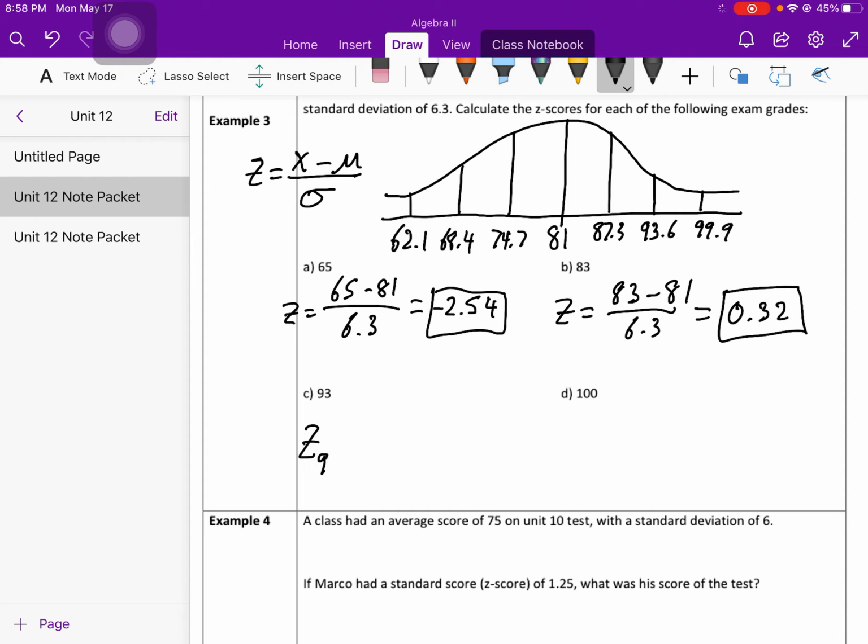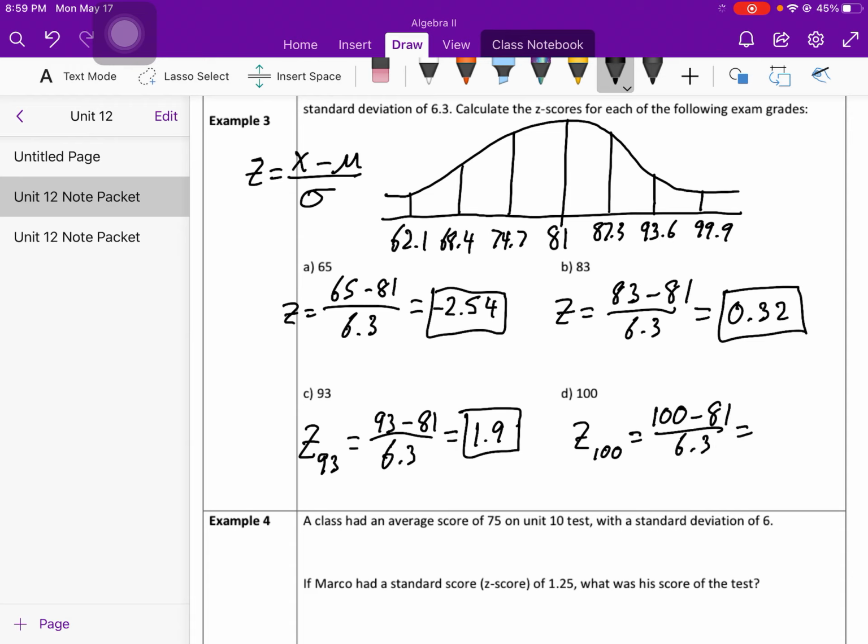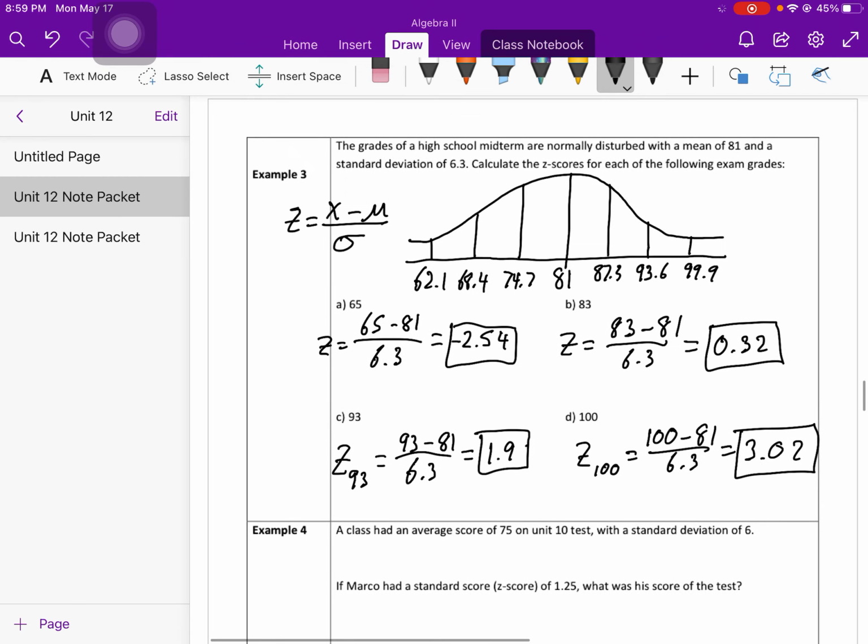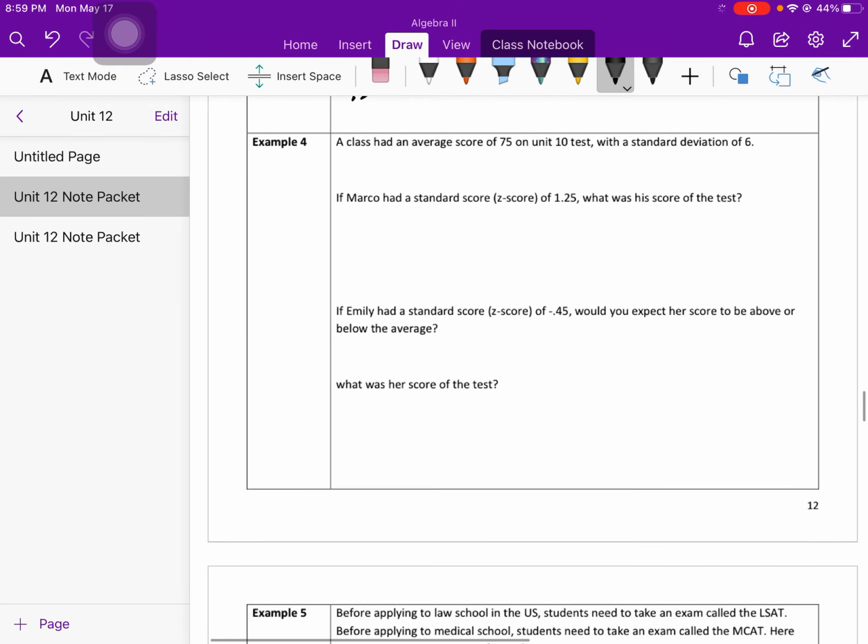Another thing, if you see this notation, so if it says z of 93, you might see that. What that means is 93 is the number you're observing, so it would be 93 minus 81 divided by 6.3. That comes out to be about 1.90, but we're just going to go 1.9. And then again, if you see this notation, it's saying 100 is the observed number. Divide that by 6.3, comes out to be 3.02. So that's pretty far above the average, that's over 3 standard deviations above.